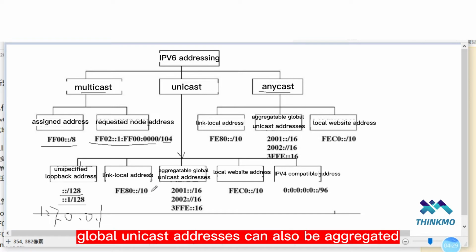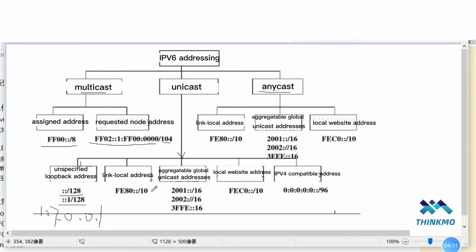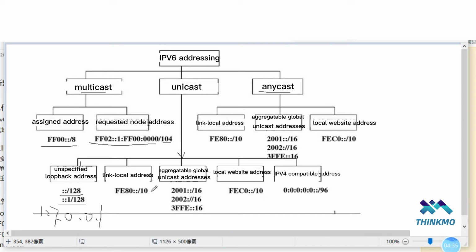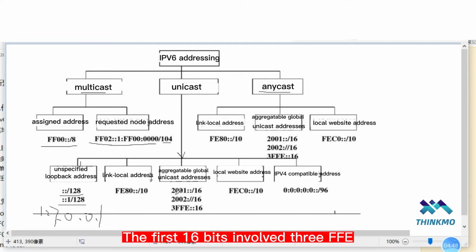Global unicast addresses can also be aggregated. It is equivalent to the public IP address of IPv4. It's unique in the world. So it's like 2001, 2002. That's a segment of 16 bits. The first 16 bits involve 3FFE.